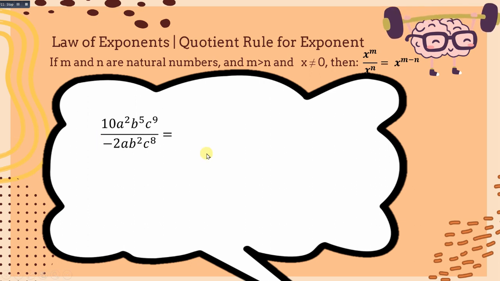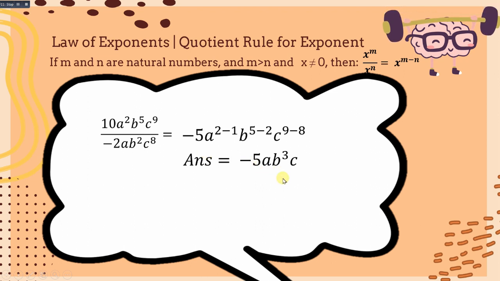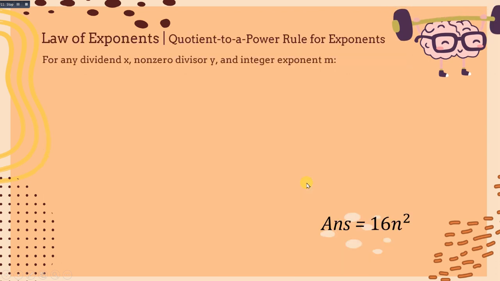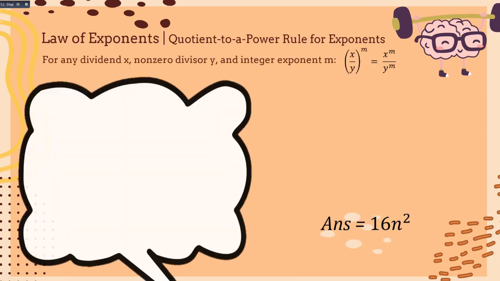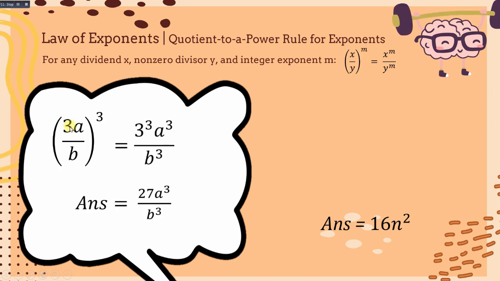Next will be the quotient to a power rule, wherein x divided by y raised to m. For example, we have 3a divided by b, both raised to the cube. So we have to distribute the power first. The power must be distributed to the 3a and b. So 3 cubed will be equal to 27, and a cubed and b cubed. So we have 27a cubed over b cubed.